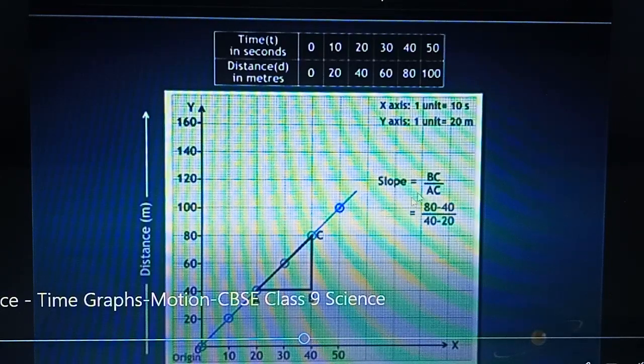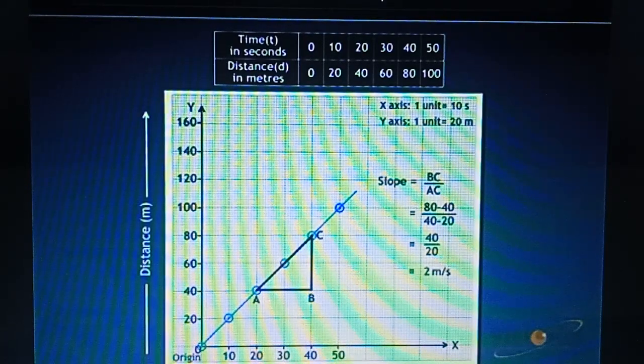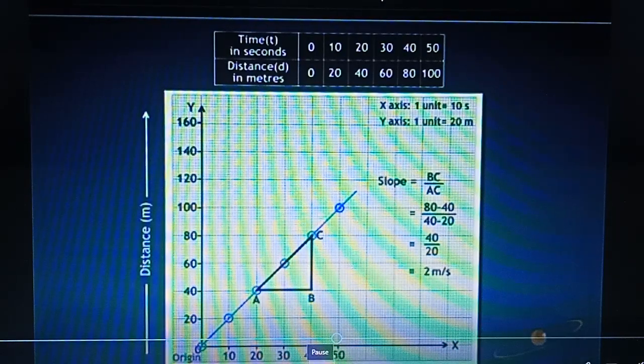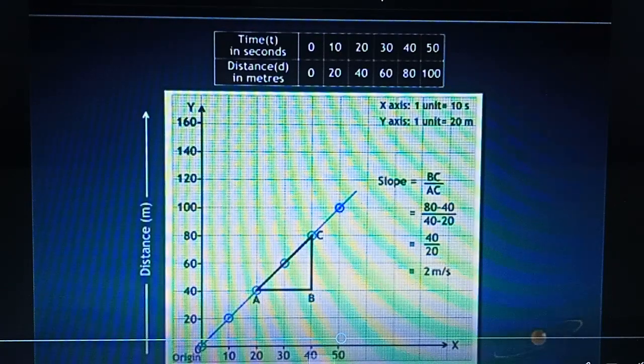Now the values of B and C: C is 80 and B is 40, so 80 minus 40. Similarly AC, the base of the triangle: C is at 40 and A is at 20, means 40 minus 20. You will be getting the speed from this graph, that is 2 meter per second. That is, the car is moving with 2 meter per second. Now this is the advantage of distance time graph, that it helps us to calculate the velocity of the object for which we have plotted a graph.